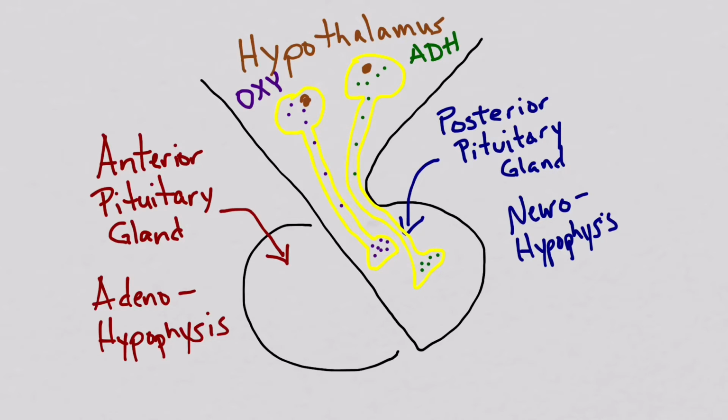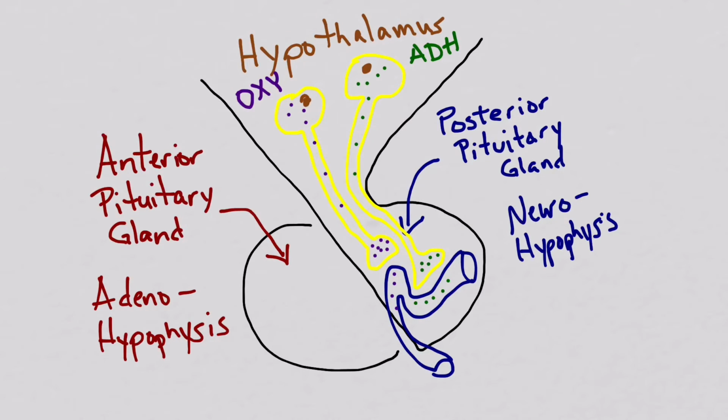ADH also acts on the arterioles throughout the body and causes vasoconstriction. Oxytocin stimulates the contraction of uterine smooth muscle, and it also helps with ejection of milk from the mammary glands. Once again, ADH and oxytocin are both made in the hypothalamus, but they're released in the neurohypophysis.